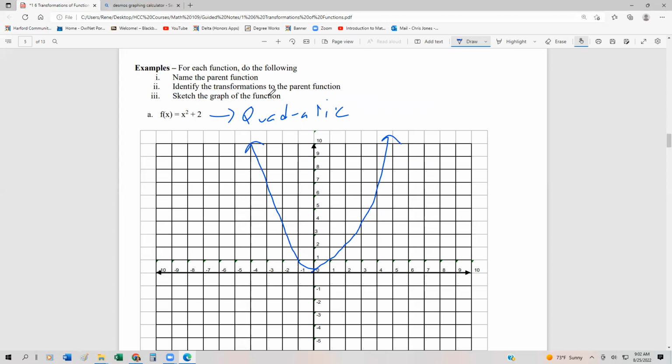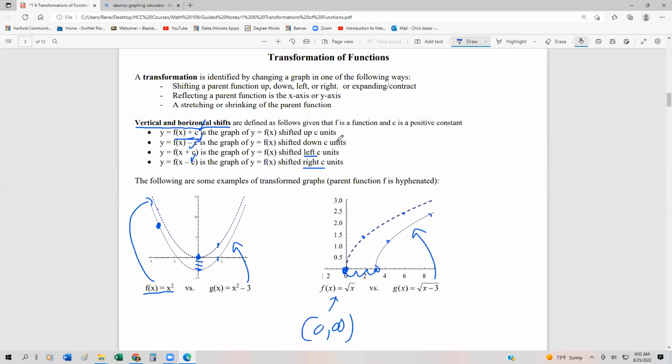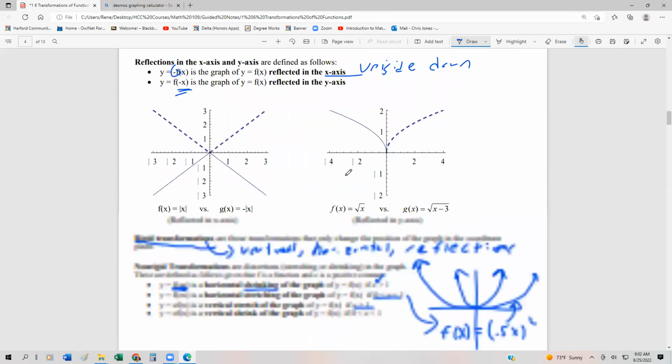Now, identify the transformation. Notice that we have a 2 on the outside. So if we have a number on the outside, that's going to be a vertical transformation. And we remember that if it's positive on the outside, it's going to go up 2. And we can go back to our rules, and we can notice that if we have f of x plus c, it's going to be shifted up 2 units. So again, it might be helpful to have an index card or a piece of paper to write these down on, so that you get used to those.